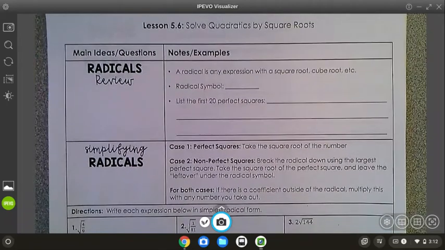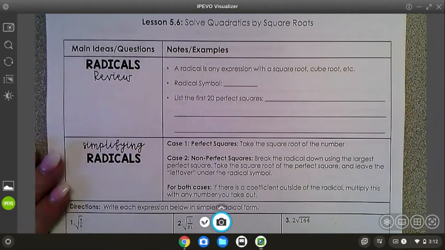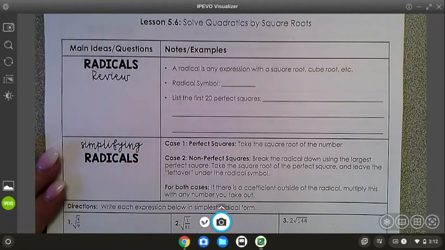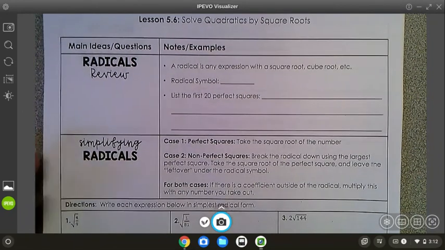In this video, we're going to be doing lesson 5.6, which is over solving quadratics by square roots. This is just another method that we'll see. But before we actually get into solving and finding those x-intercepts, I need to show you how to simplify a square root, because I am not going to let you give me decimals. If it's not a perfect square, you've got to simplify it.